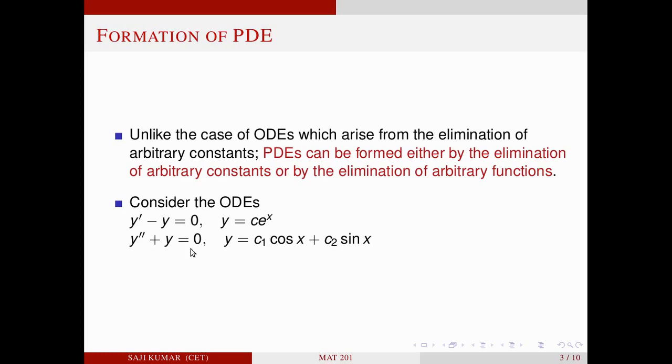Similarly for the second differential equation, the solution is a two parameter family, y is equal to c1 cos x plus c2 sin x, where c1 and c2 are arbitrary constants. If we take the first derivative, y dash equal to minus c1 sin x plus c2 cos x, and y double dash is equal to minus c1 cos x minus c2 sin x, so finally we are left with y double dash equal to minus y, or y double dash plus y is equal to 0. So this is the simple elimination process we performed in the ordinary differential equation cases. A similar process we can apply for partial differential equations.